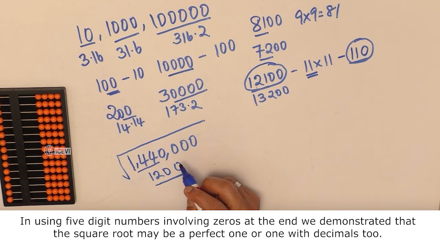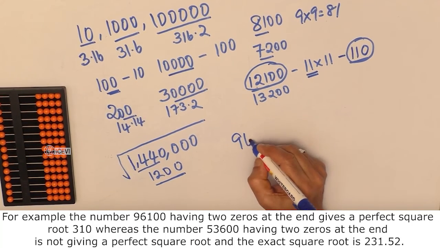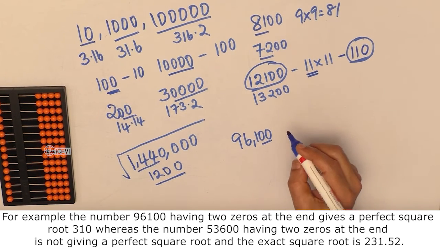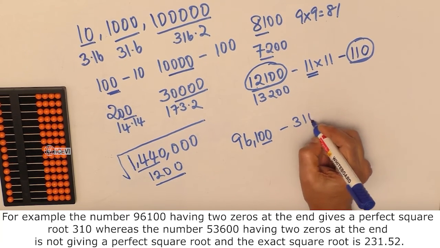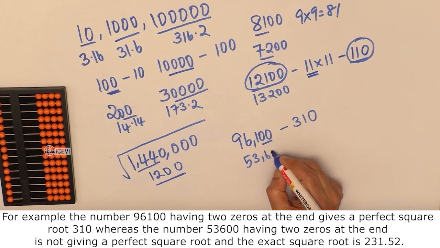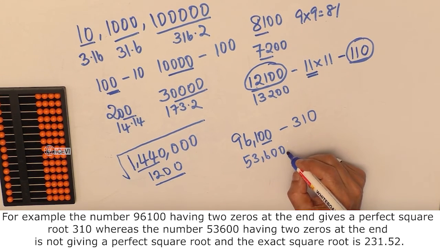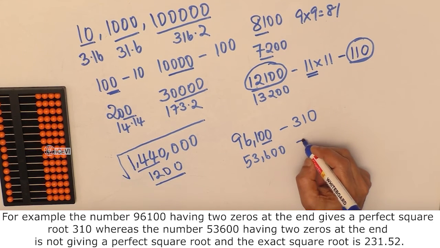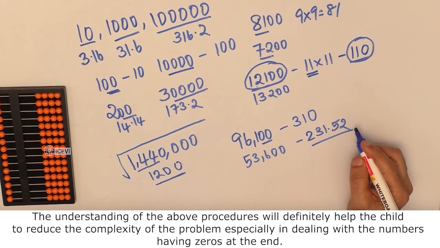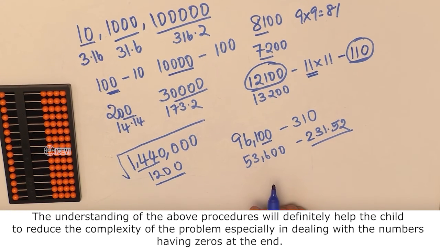In using 5-digit numbers involving zeros at the end, we demonstrated that the square root may be a perfect one or one with decimals too. For example, the number 96,100 having two zeros at the end gives a perfect square root 310, whereas the number 53,600 having two zeros at the end is not a perfect square, and the exact square root is 231.52.